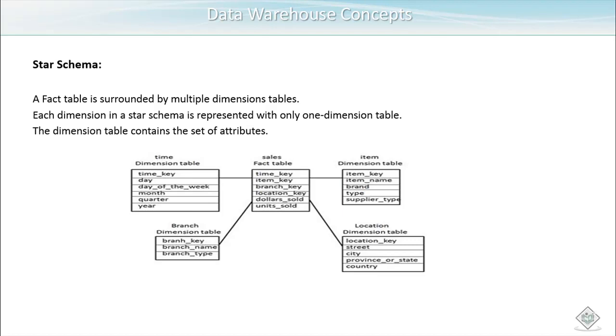Each dimension in a star schema is represented with only one dimension table. The dimension table can contain a set of attributes. Like my customer dimension table will contain the customer attributes, and my time dimension will contain the time attributes. So in my star schema, we have one fact table and multiple dimension tables surrounding it.